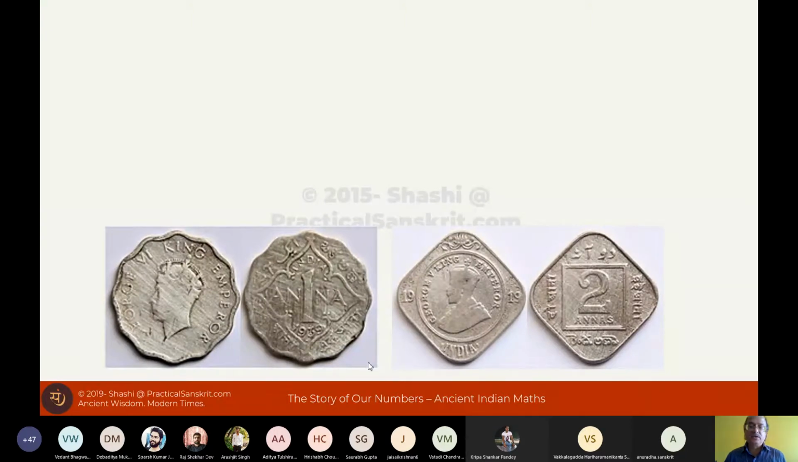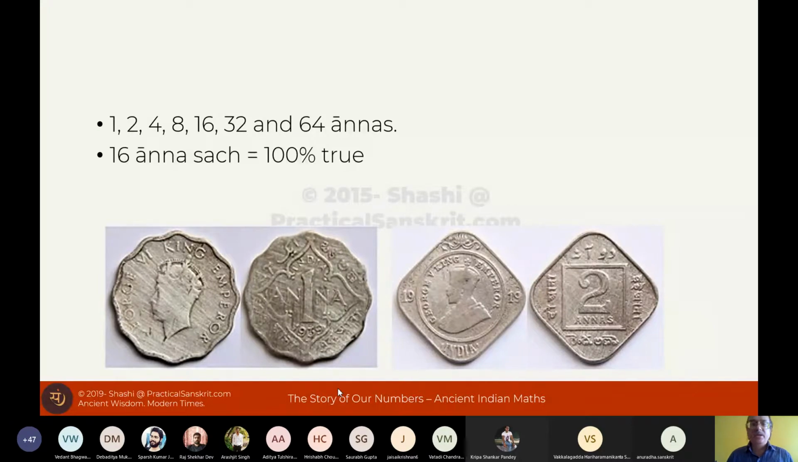This is our Ana system, the old rupee. So now we say the new paisa is what used to be called after 1957, I think. That's when the new decimal system came in the currency. But before that, we had Ana. So we had 1, 2, 4, 8, 16, 32, and 64 Anas. 64 Anas would make 1 rupee, right?